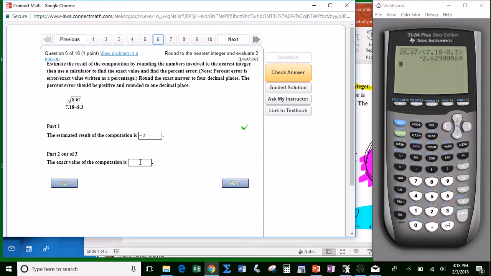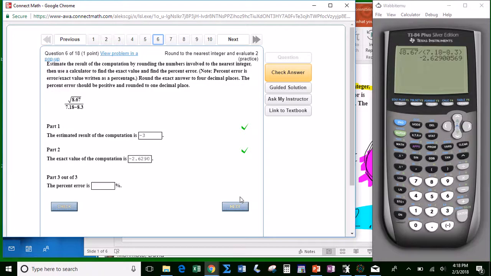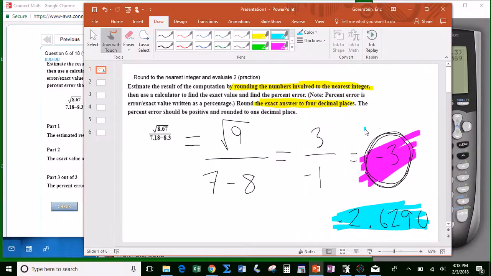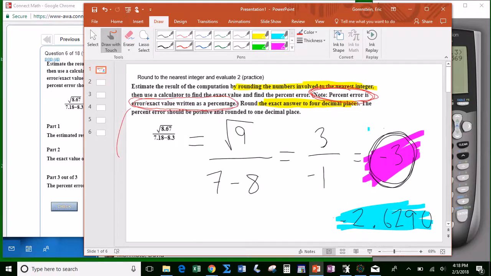Let's just verify this before moving on. Negative 2.6290. Okay, so now the percent error. If we go back to the problem, it actually gives us a definition of percent error. Note, here what I'm circling in red, the percent error is the amount of error divided by the exact value written as a percentage. So this is what we want to calculate: the amount of error divided by the exact value.